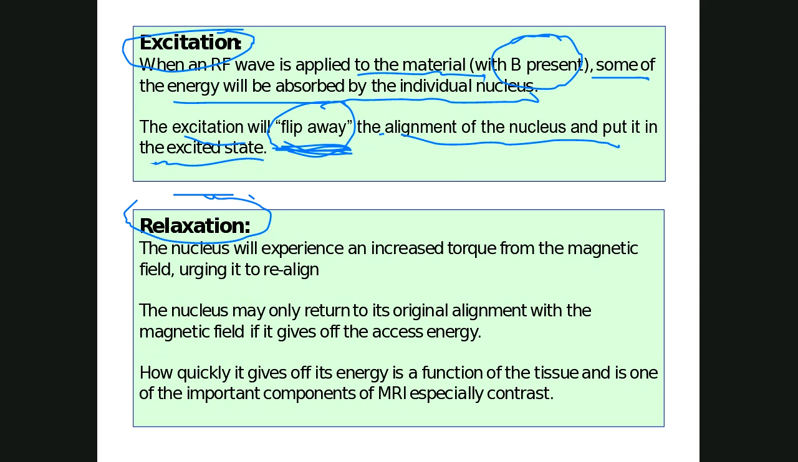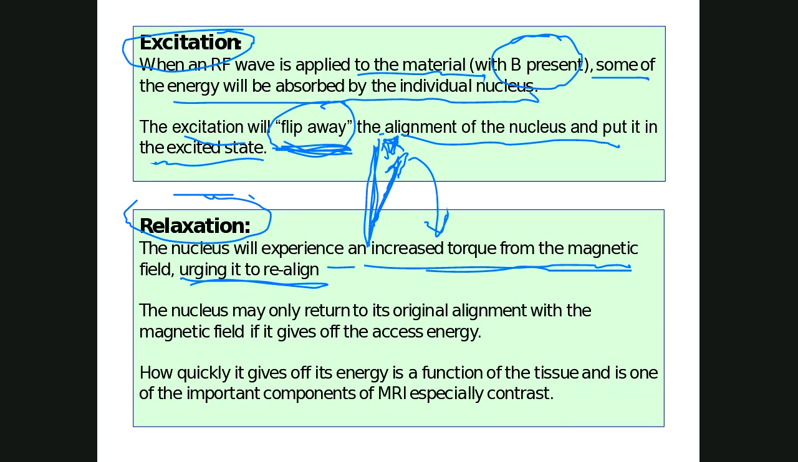Now, the nuclei will experience an increase in torque as they flip away. So this is originally here. As it flips away this way, the torque increases because of the angle. It's just like trying to extend a spring: the more you extend it, the more it wants to go back, right? And the torque from the magnetic field attempts to realign it, and eventually that will occur.